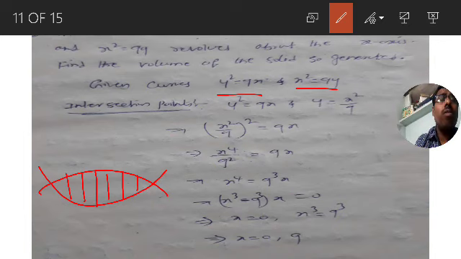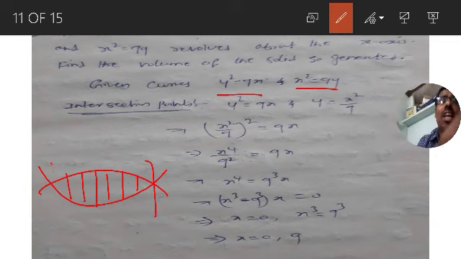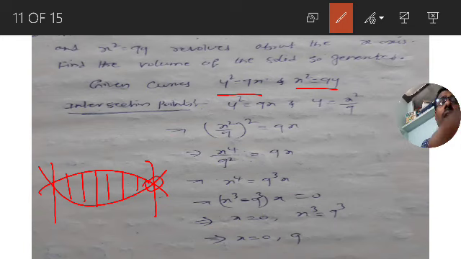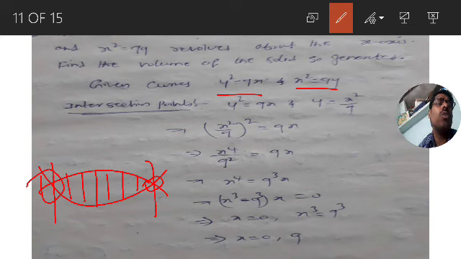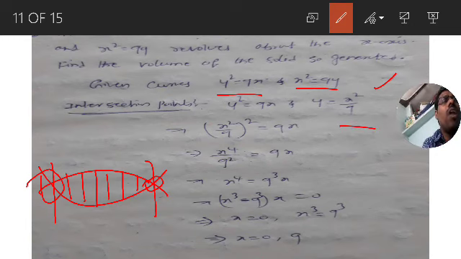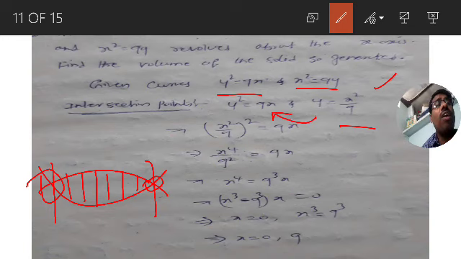But you need the limits. Where these two curves intersect, those are the limits. At this intersection point, what happens? The two curves are equal. Now equate the two curves to get the intersection point. The curves given are y square is equal to 9x and y is equal to x square by 9. So put this y value in this equation also, because the two curves are equal. That's why we can use the second y value in the first.